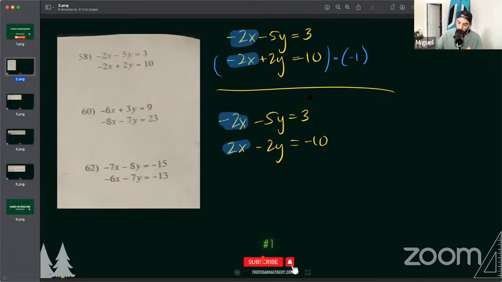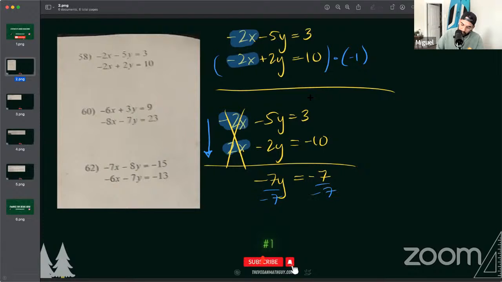So now we can go ahead and combine like terms vertically. Now what happens to your x's? -2x plus 2x cancels out. And that's exactly what we wanted. The y's, -5y minus 2y, that's -7y. And on the right side, 3 plus -10 is -7. Now I can divide both sides by -7 so that y is equal to -1. That's exactly what we want. We want to eliminate one of the variables and then solve for the other.